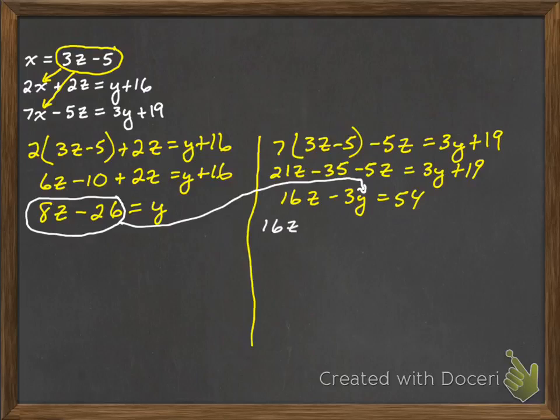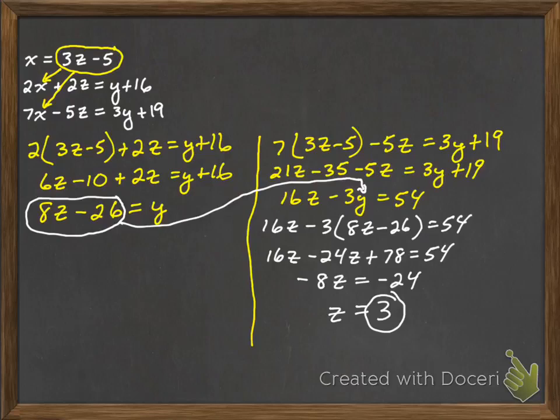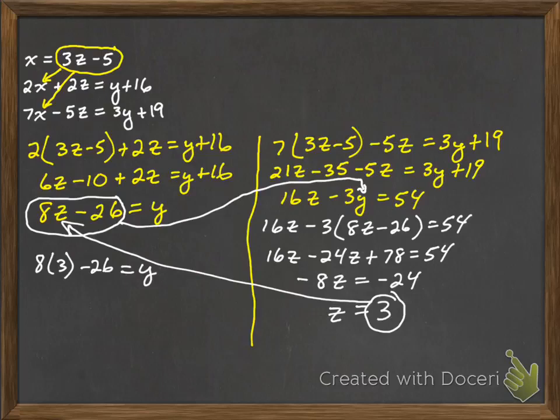That will give me the equation 16z minus 3 times 8z minus 26 equals 54. So now distribute, gives you minus 24z plus 78 equals 54. So we'll have negative 8z. Subtract 78 over to the other side is negative 24, giving us a z value of 3. I can now take this z value and substitute it back in, which will give us 8 times 3 minus 26 equals the y value. That's 24 minus 26, so y is equal to negative 2.